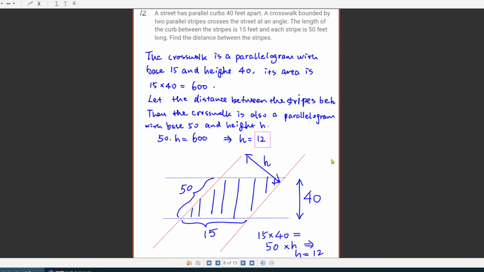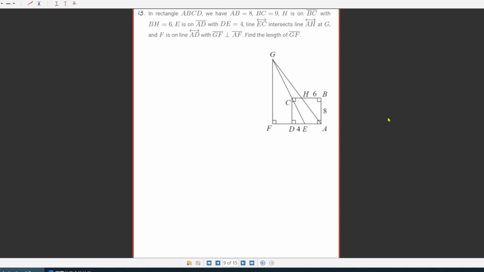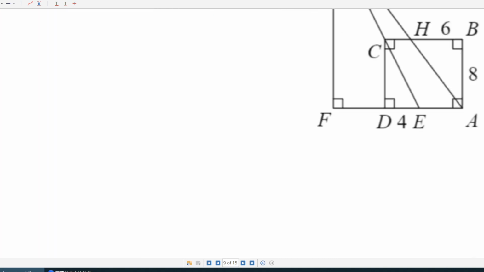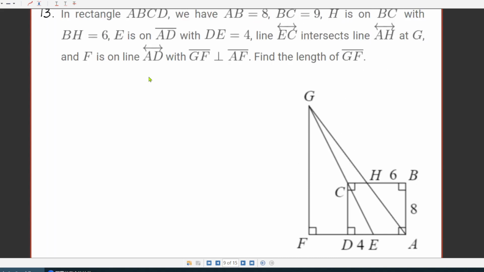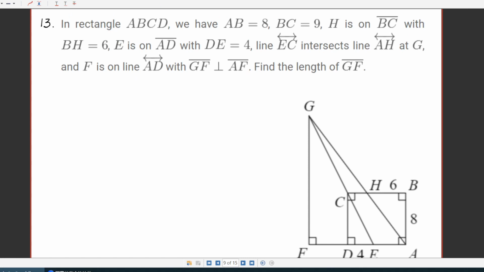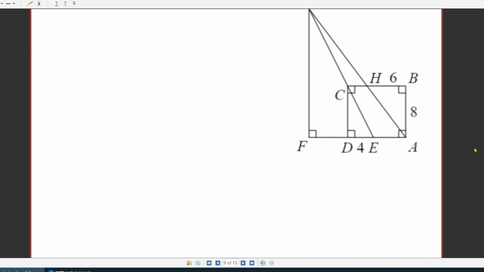Any questions? Oh, okay. Then let's see the next one. Okay, this time we are given a diagram like this. Sorry.